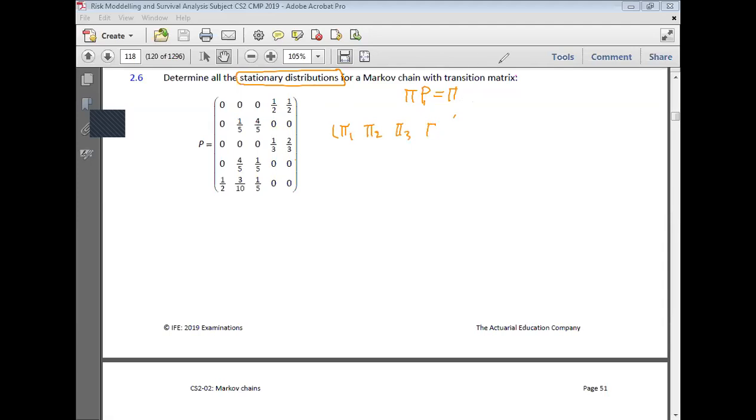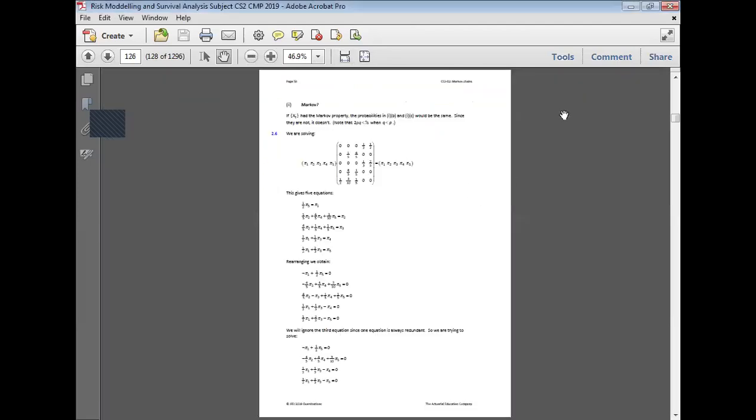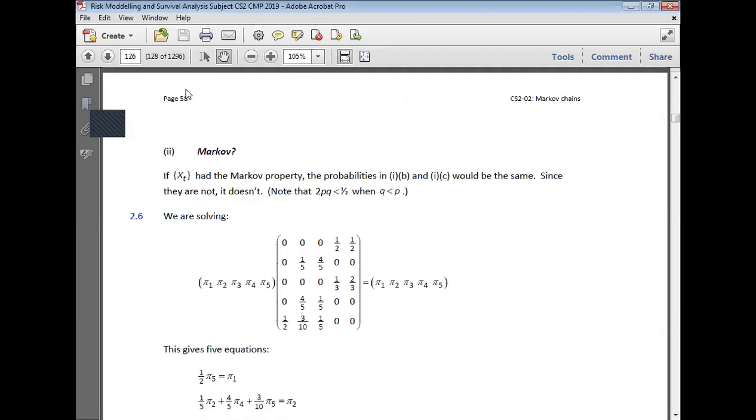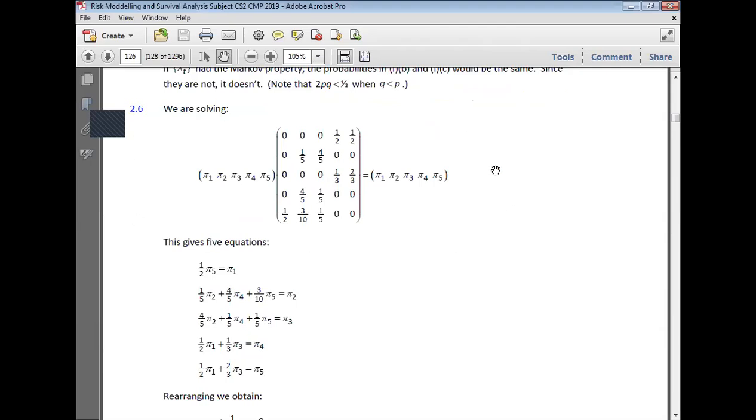Let me not write all of this stuff. I can go directly here. If you see, you can write it in these terms. This is your vector pi, this is your transition matrix P, and this is your vector pi again. That is what you expect to get. So pi 1, pi 2, and pi 5, you expect these will always be the same. Then you can just do the multiplications here. You multiply this with this, and you will get this.